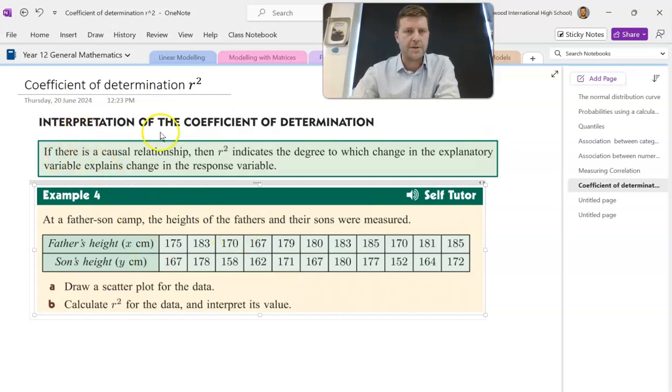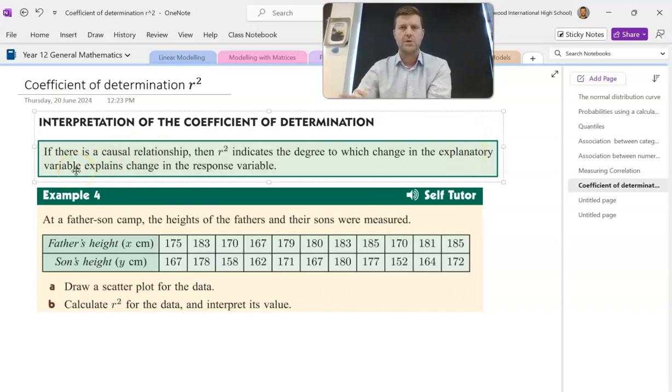First of all, interpreting the coefficient of determination says if there is a causal relationship between two sets of numerical variables, then the R squared value indicates the degree to which change in the explanatory variable, or the X variable, or to use scientific language, the independent variable, explains change in the response variable, or the Y variable, or again, to use scientific language, the dependent variable.